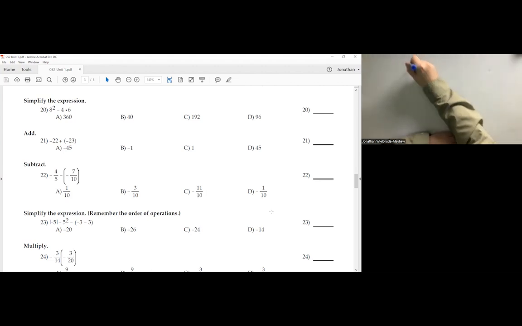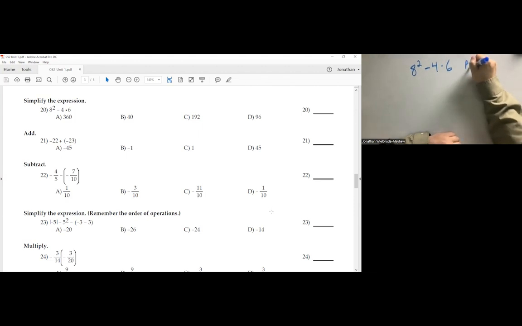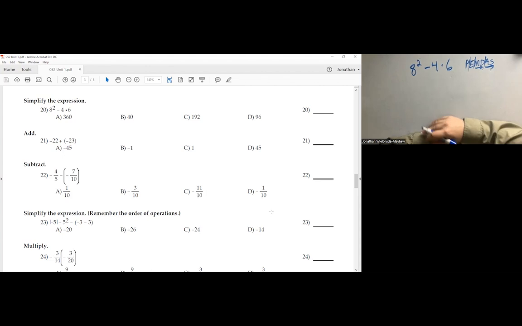Number 20. 8 squared minus 4 times 6, order of operations. PEMDAS: parentheses, exponents, multiplication and division left to right as we come to it, addition and subtraction left to right as we come to it. No parentheses or grouping symbols here. So first, let's take care of the exponent. 8 squared is 8 times 8. That's 64.